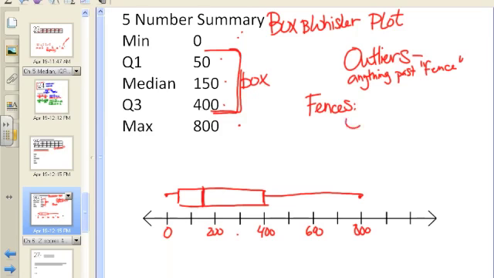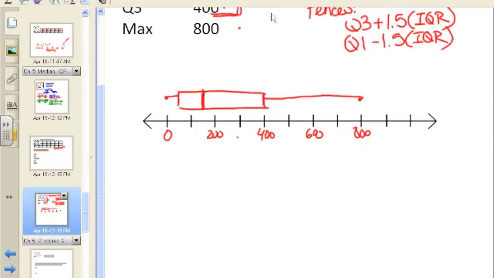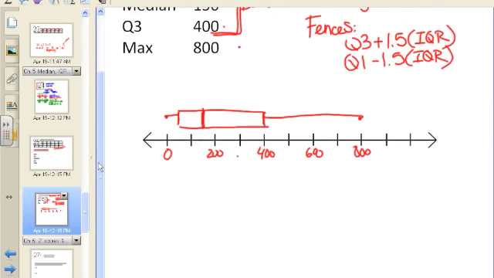Our fence goes at Q3 plus 1.5 times the IQR, or Q1 minus 1.5 times the IQR. So this is just giving us kind of an idea of how far out we need to stretch. So I'm going to go ahead and calculate these 2 things, then we'll come back to the graph. All right, so for my fence, this is my upper fence because it's Q3, so it's on the high end. I'm going to take my Q3 number, it was 400. You can see that right here on my picture. And I'm going to add 1.5 times the IQR.